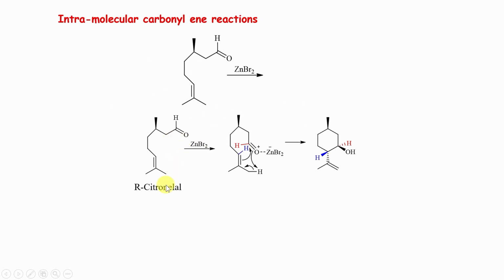You can see hydrogen shift takes place from within the molecule to the carbonyl oxygen. Then this product, upon reduction in presence of nickel, has this double bond hydrogenated to form menthol. That is, it is a way to convert R-citronellal to minus menthol. Citronellal will be converted into menthol via intramolecular carbonyl Ene reaction.